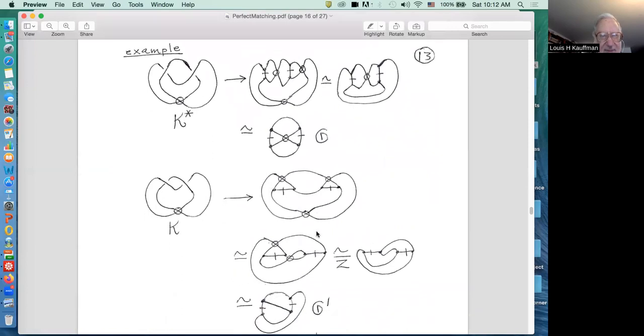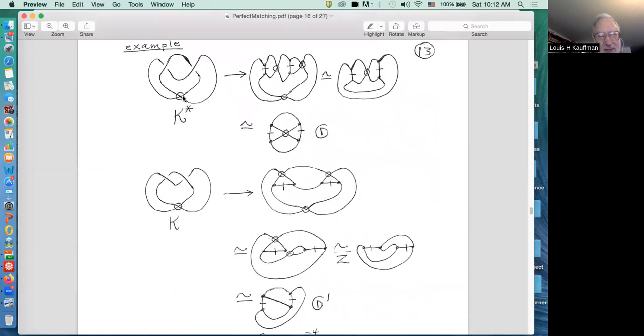Here's an example. Here's a well-known virtual knot. We translate it in that way over to a graph, and we can flip the graph a little bit and simplify it, and we end up with this perfect matching graph.